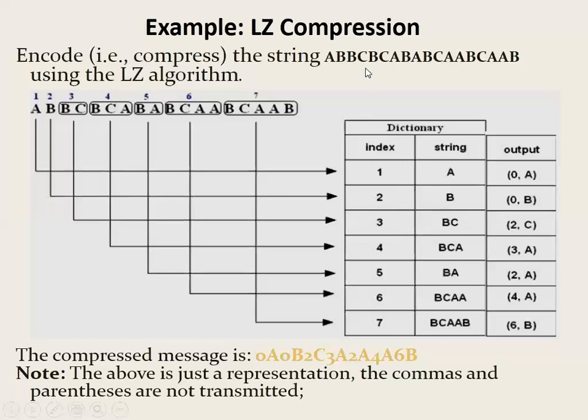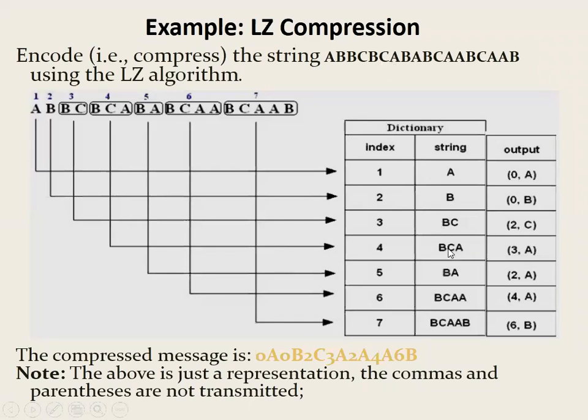Then we stop at BC, again take B. When we are taking B at index 4, B is already available at index 2. So since it is not unique, we have to add more symbol. What is the next symbol that we can refer? C. Take C, BC. But still, BC is available at index 3. So again, BC is not unique. So we have to add 1 more symbol. BC, then the next symbol is A.